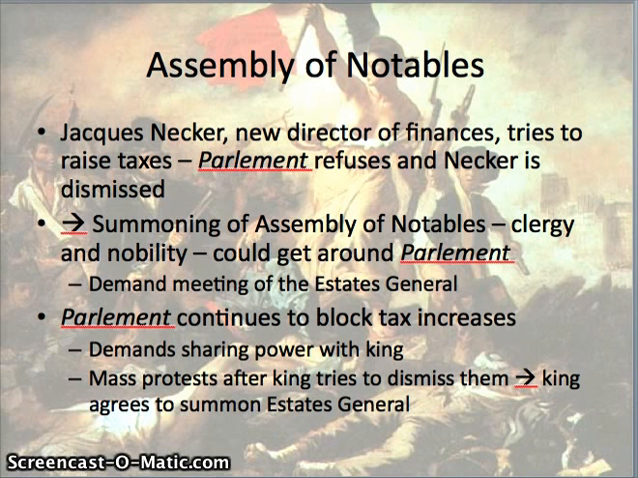The king decides, all right, I'm going to try to dismiss these nobles because I don't want the third estate to meet. That would totally challenge my absolute authority. So he dismisses the nobles and establishes taxes by decree.